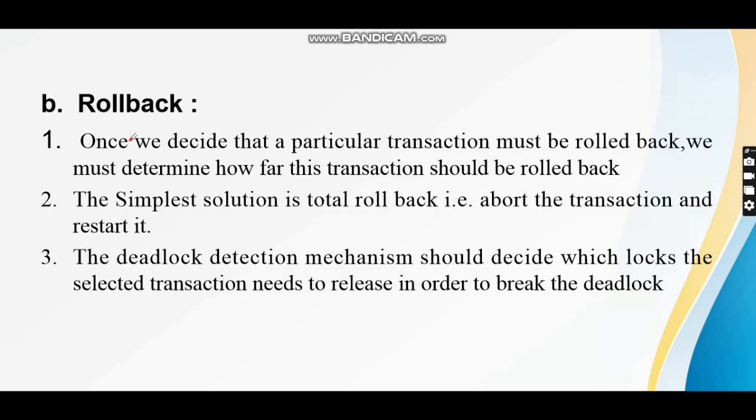Next concept is rollback. Once we decide that a particular transaction must be rolled back, we must determine how far this transaction should be rolled back. The simplest solution is total rollback, that is, abort the transaction and restart it. The deadlock detection mechanism should decide which locks the selected transaction needs to release in order to break the deadlock. Okay? So basically, once we decide that a particular transaction must be rolled back, then how far it must be rolled back? The simplest way is to abort the entire transaction and restart it later, okay?